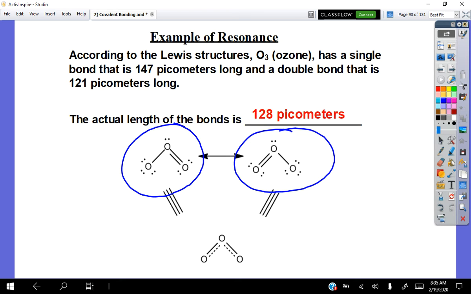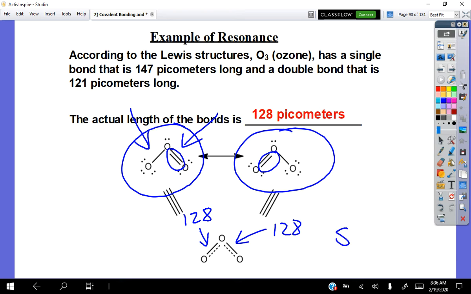What's interesting is that because the actual length of the bond is 128 picometers, both of these bonds are the same length. That is a unique thing about resonance. You would expect, based on what you drew, that this would be longer and this would be shorter. But because those double bonded electrons are actually shared across the whole molecule, we end up with the same length for our bond. And since we end up with the same length, that also means same strength.